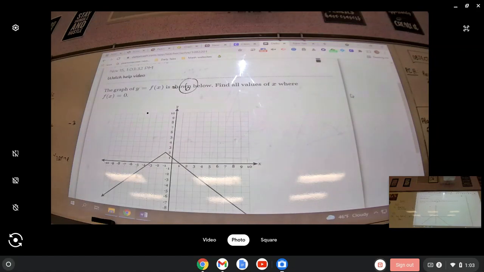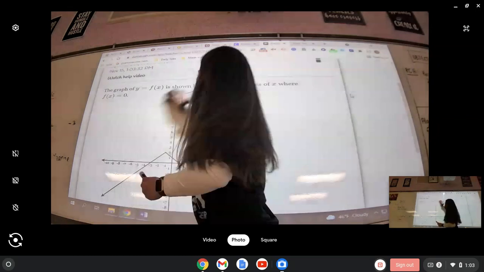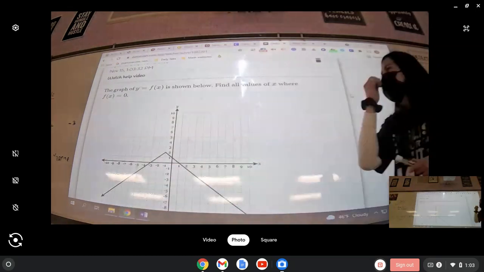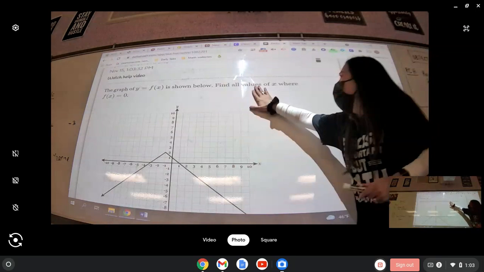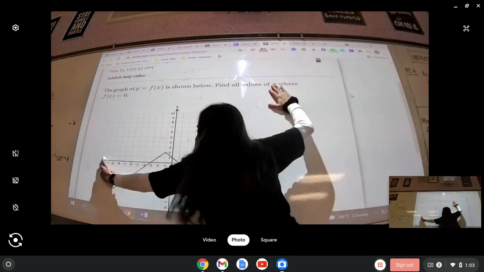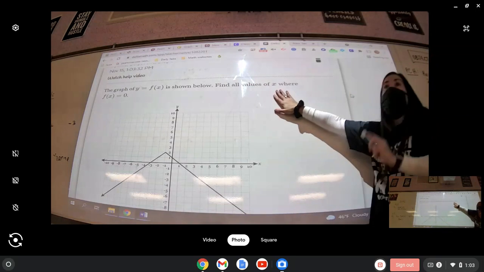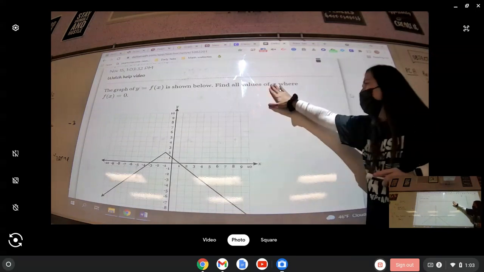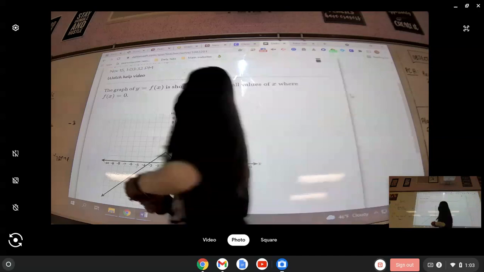All right, look at this question. Here's the graph of a new function, right? We know it's a function that passes the VLT. Find all values of x. So yet again, your answers are x's. Some number on this x-axis is your answer. Number or numbers. Find all values of x where f of x equals 0.